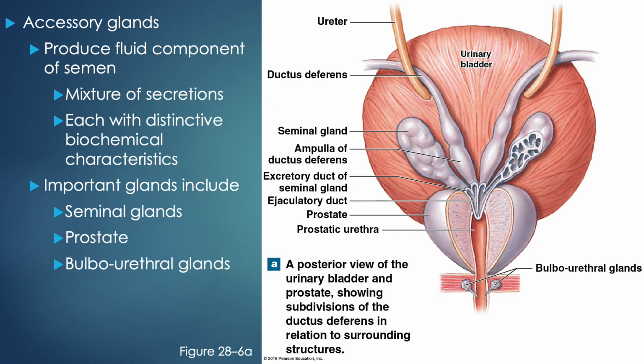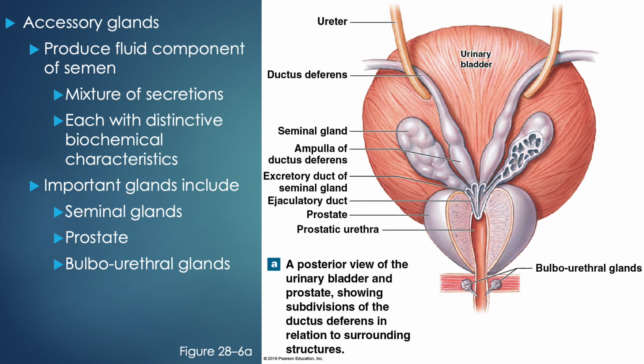In the male reproductive system, there are accessory glands that produce fluid that is a component of semen, and this supports the sperm. Ultimately, semen is a mixture of multiple secretions that each come from these glands and has its own distinctive biochemical characteristics. The 3 important glands of the reproductive system in the male are the seminal glands, also known as the seminal vesicles, the prostate gland, and the bulbourethral glands. The seminal vesicles or seminal glands are bilateral. There is right and left.